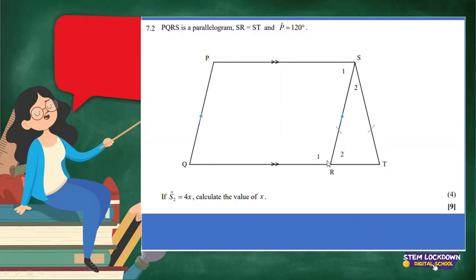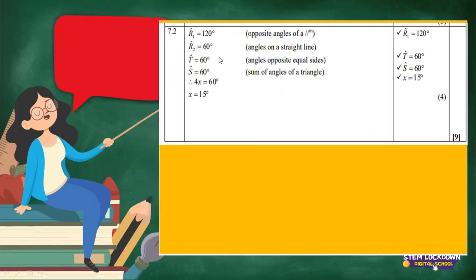With these two angles, we can now calculate the value of P. Let's see how that works out quickly before our time runs out. So R1 equals 120, R2 is 60, T is 60, and angle X is 60.